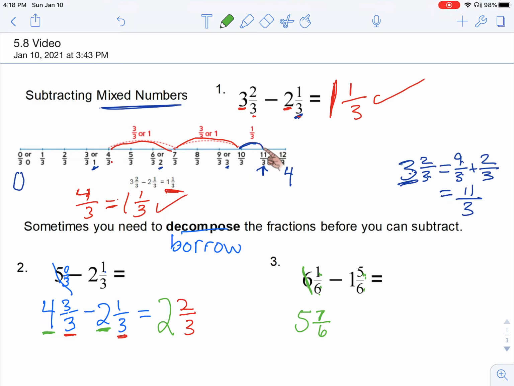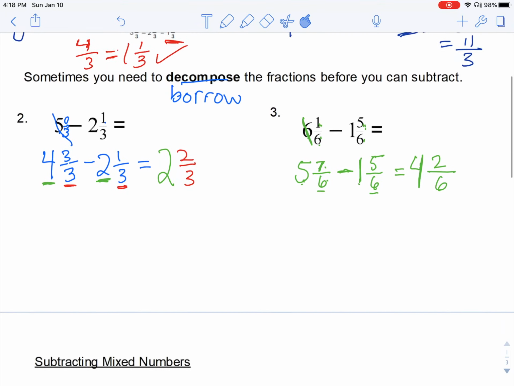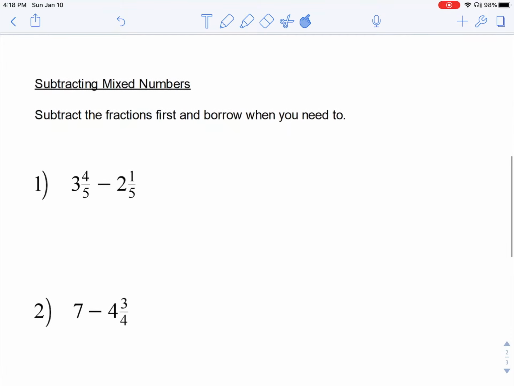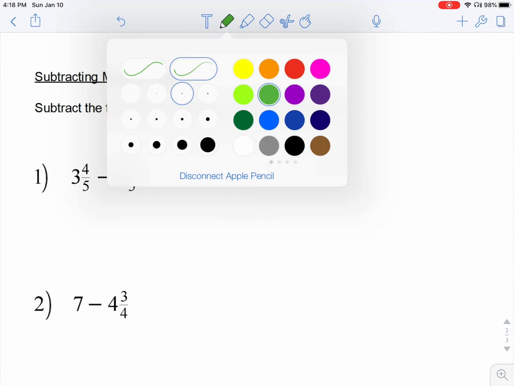Right? Do you agree that 6 and 1/6 is the same as 5 and 7/6? We just converted that. And now we'll do minus 1 and 5/6, and now I'm in business. Fractions first. 7/6 minus 5/6 is 2/6, and then 5 minus 1 is 4. Great. Let's try a few more. Some of them are going to have borrowing and some of them won't, to keep you on your toes. You switch colors here.